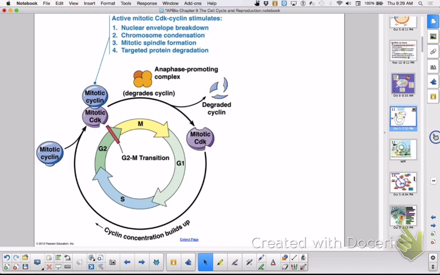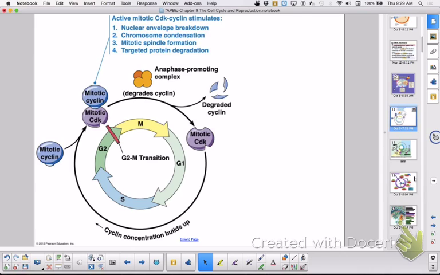Kinases, what do we want to put in parentheses? A kinase is a type of what? Enzyme. Good, enzymes. And they are activated by cyclins. They're called CDKs, cyclin-dependent kinases. When a cyclin deteriorates, the kinase becomes inactive.